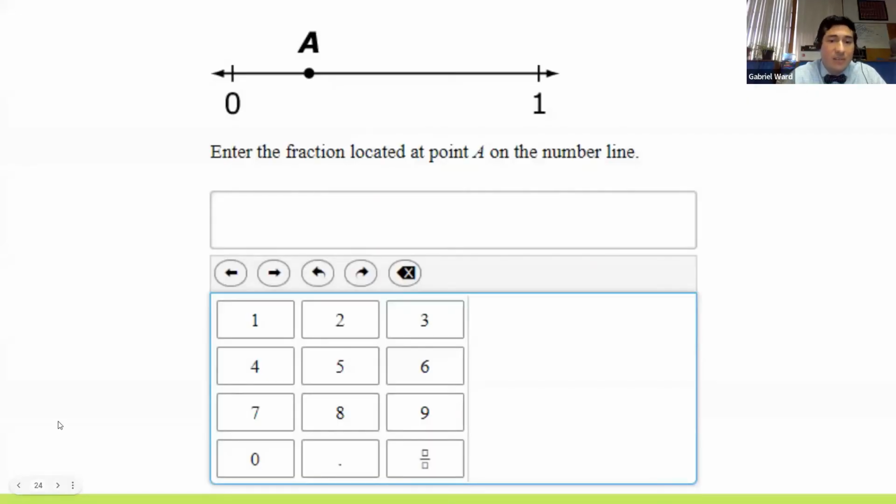Here's another one. This happens to be a 3rd grade problem. It says enter the fraction located at point A on the number line. Remember, claim 1, claim 2, claim 3, or claim 4. Which do you think this might be? And for those of you viewing on video, please pause, take a moment to think about it.